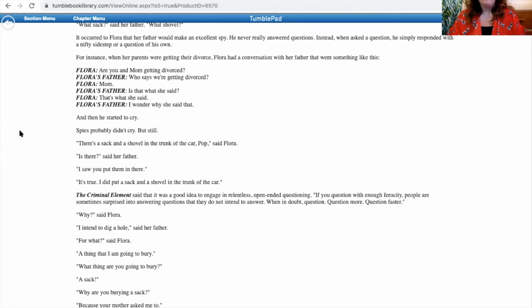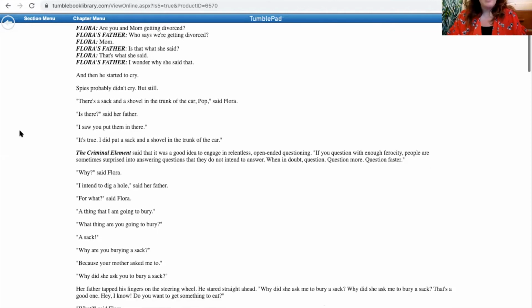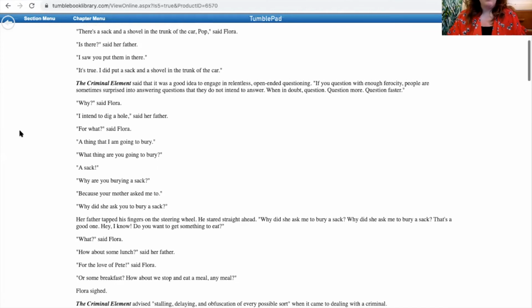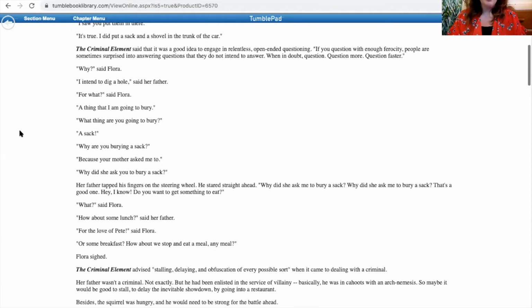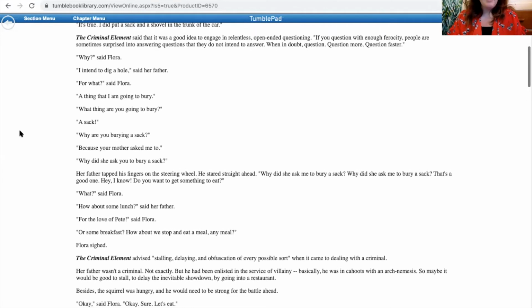"I probably didn't cry, but still, there's a sack and a shovel in the trunk of the car, Pop," said Flora. "Is there?" said her father. "I saw you put them in there." It's true. He did put a sack and a shovel in the trunk of the car. The criminal element said that it was a good idea to engage in relentless, open-ended questioning. If you question with enough ferocity, people are sometimes surprised into answering questions that they do not intend to answer. When in doubt, question.